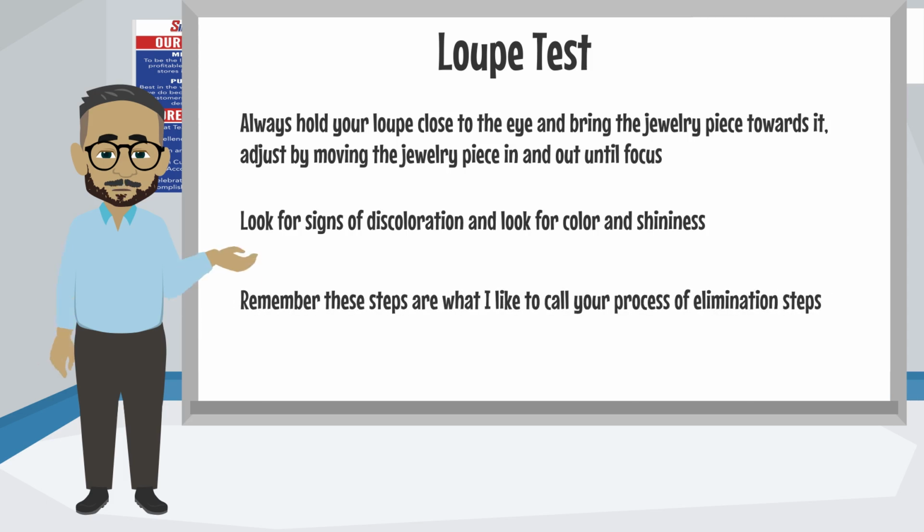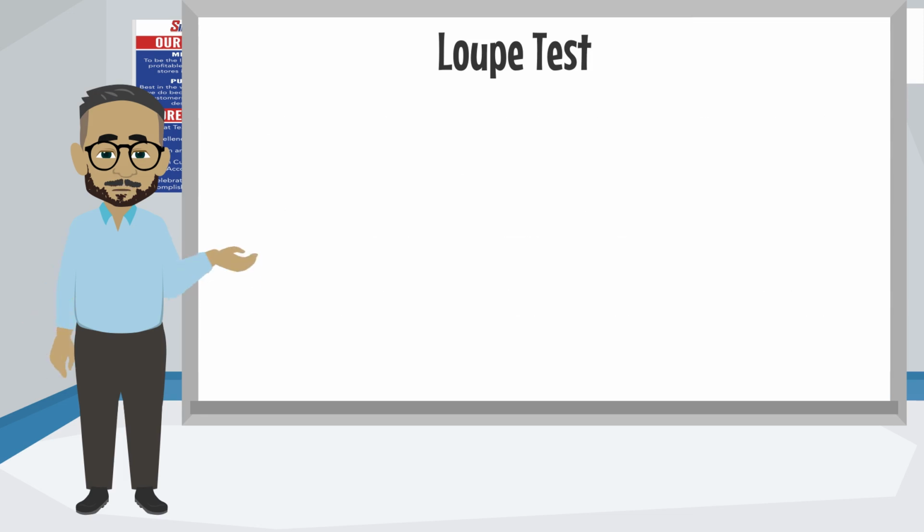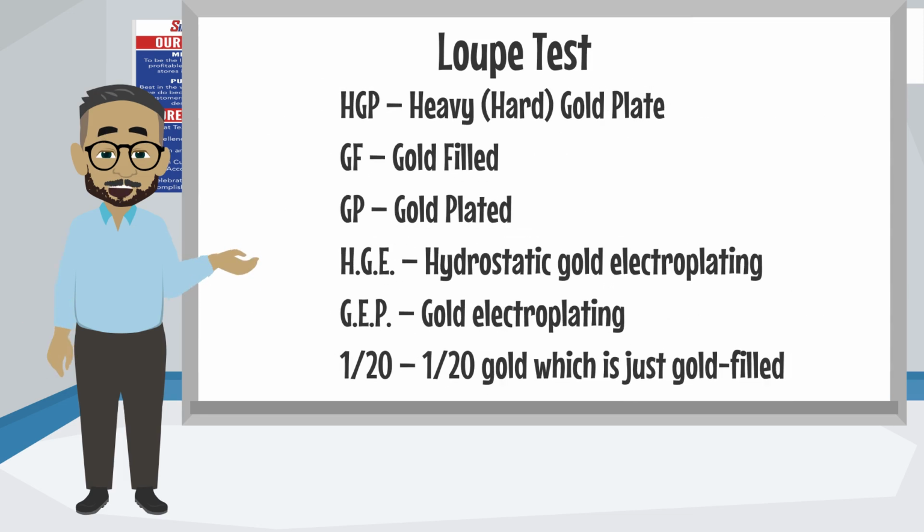Remember, these steps are what I like to call the process of elimination steps. They will help you minimize error and extra work. Be aware of these stamps. They are indicators that the jewelry piece is not real.